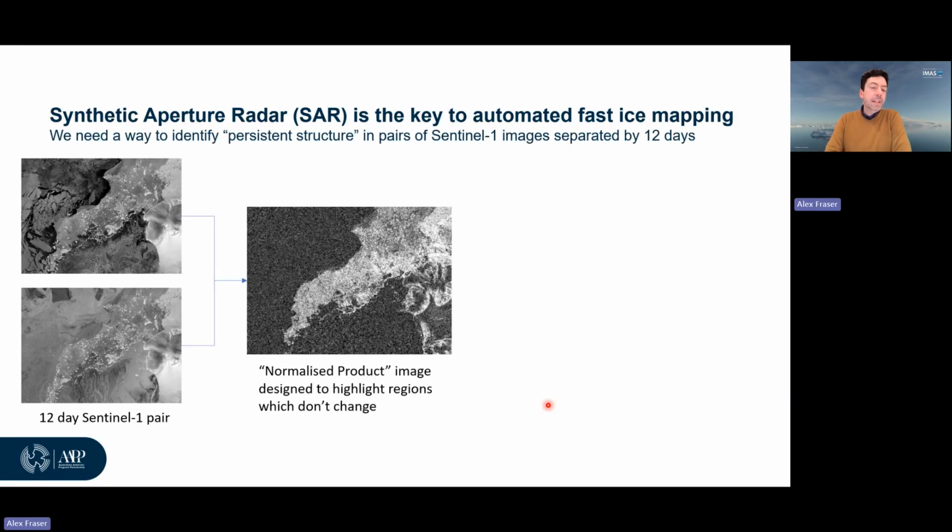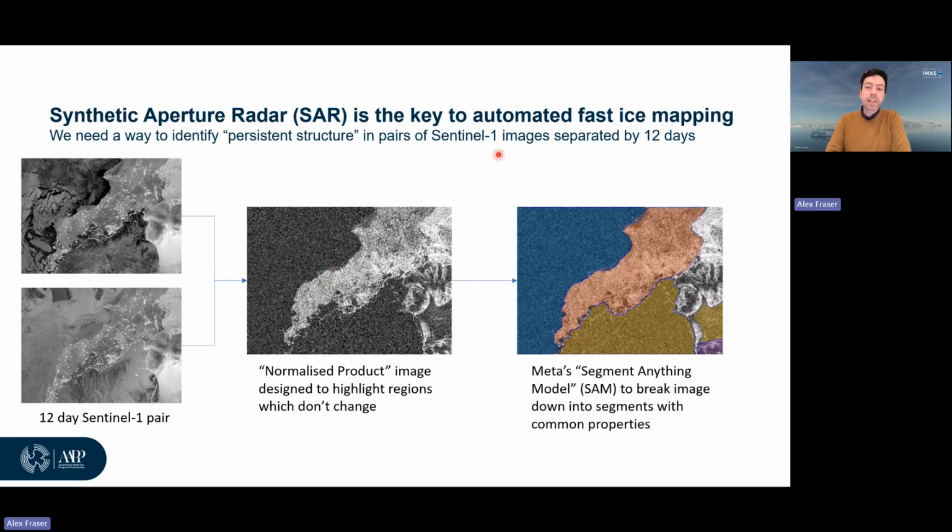And so the idea is we can process the analysis-ready data in such a way that it enhances the bits that are fast and separates them clearly from the pack ice. And so we've been using Meta's Segment Anything Model to segment the image into bits that are fast ice and pack ice. And then we're using supervised classification to tell us what's pack and what's fast ice.